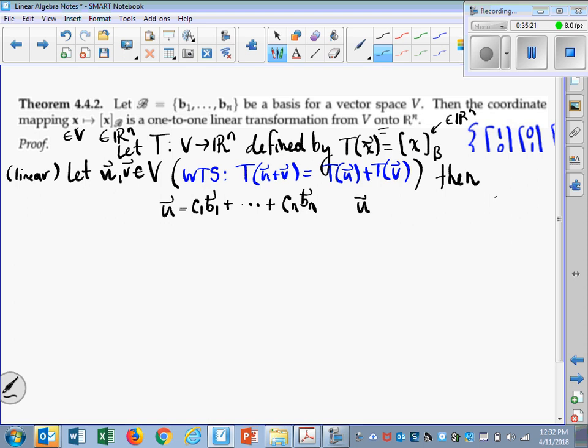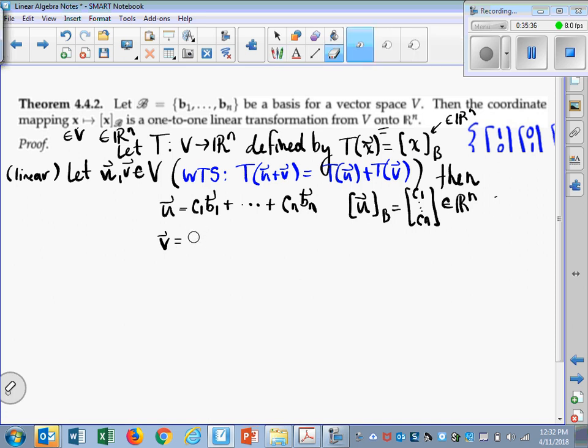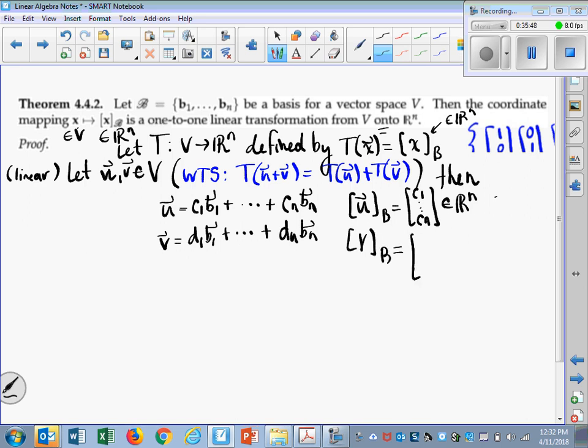Okay. Well, what about the vector v? Let's choose weights for that. So we'll choose weights this time. Let's choose d1 through dn. So d1 b1 plus dot dot dot dn bn. So these are the B coordinates for the vector v. So this is going to be d1 through dn. So this is also in Rn.